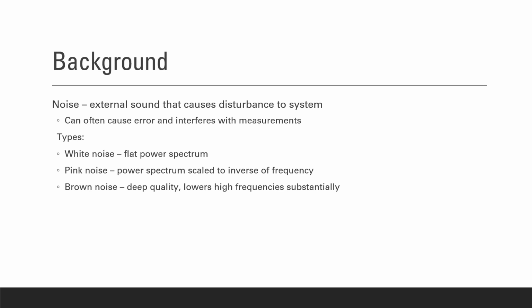There's pink noise, where the power spectrum is scaled to the inverse of the frequency. This means that the power of noise at each frequency is inversely proportional to that frequency. And then the final type of noise analyzed is brown noise. Brown noise is typically at a deeper quality, and so it lowers high frequencies by a substantial amount.